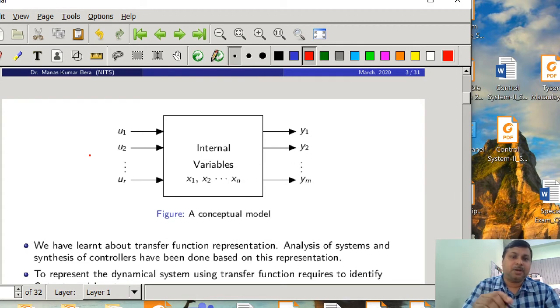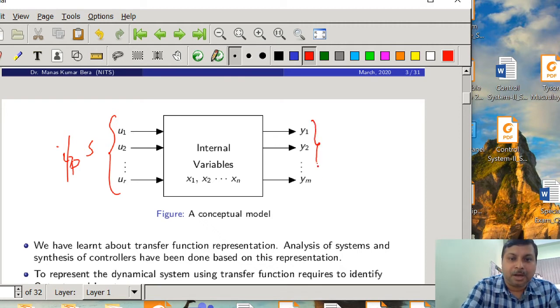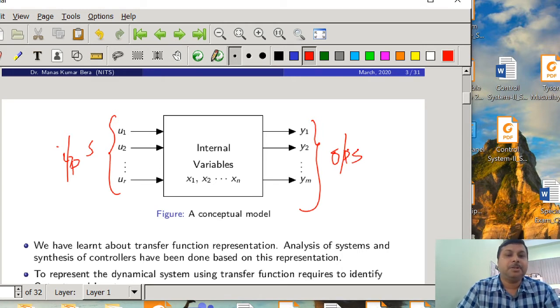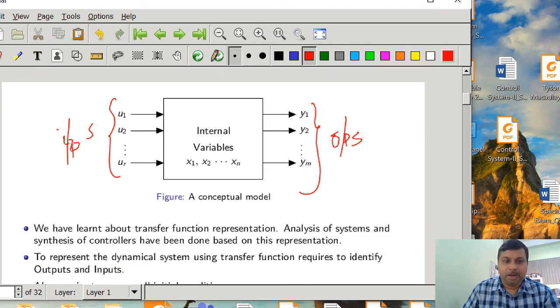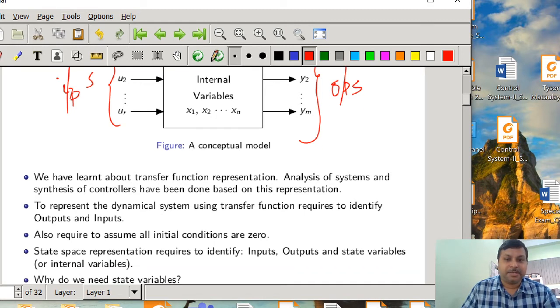So here you see a conceptual model for a dynamical system. We have r number of inputs to the system, and y1, y2, ym are the m outputs of the system, and we have some internal variables or state variables represented by x1, x2, and xn. Now we have learned about transfer function representation in the last course. Analysis of systems and synthesis of controllers have been done based on this representation, that is, the transfer function.